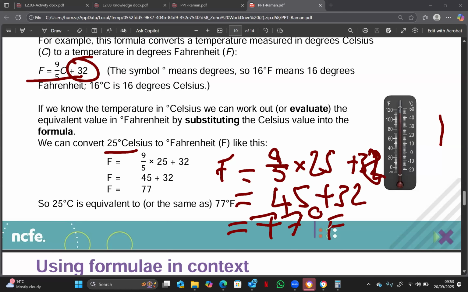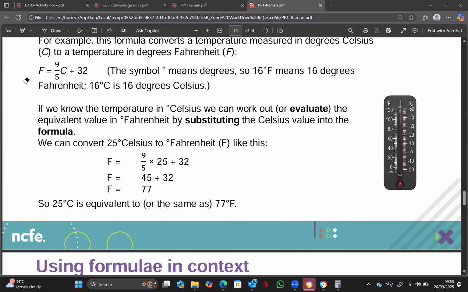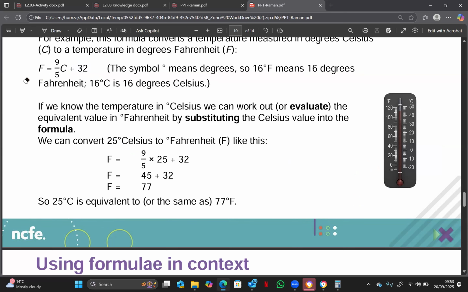So all we do is substitute values into the formula. Are you sure that's clear? Yes, I'm sure. Okay, cool. So we'll move on to the next one.